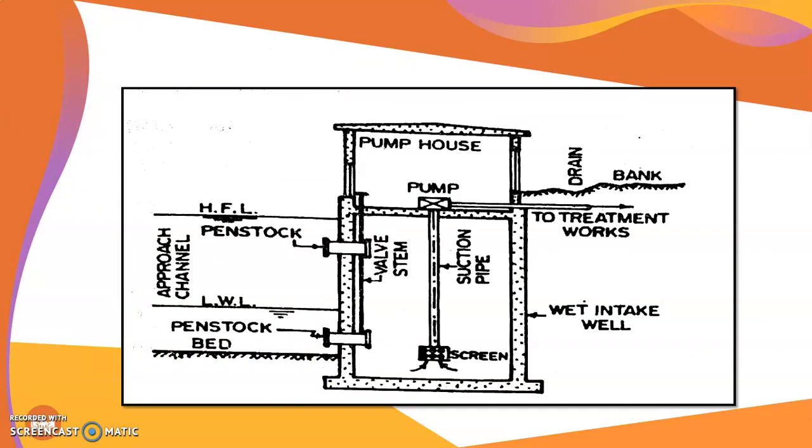This is the figure of the river intake, in which the intake conduits, in terms of penstocks, are installed at multiple levels. There is also a possibility that we can have the intake penstock at the lowest level. In this particular example, we have more than one inlet in terms of penstock.